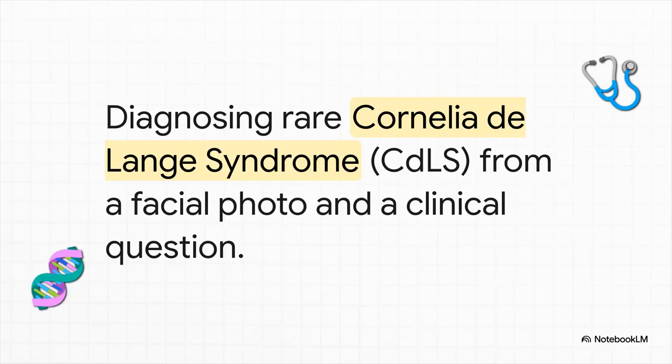Okay, so here's the setup. We've got a rare genetic disorder called Cornelia de Lange syndrome, or CDLS for short. It has some very specific facial tells. The AI gets just two things: a photo of a patient's face and a very simple question. What's the most likely diagnosis?